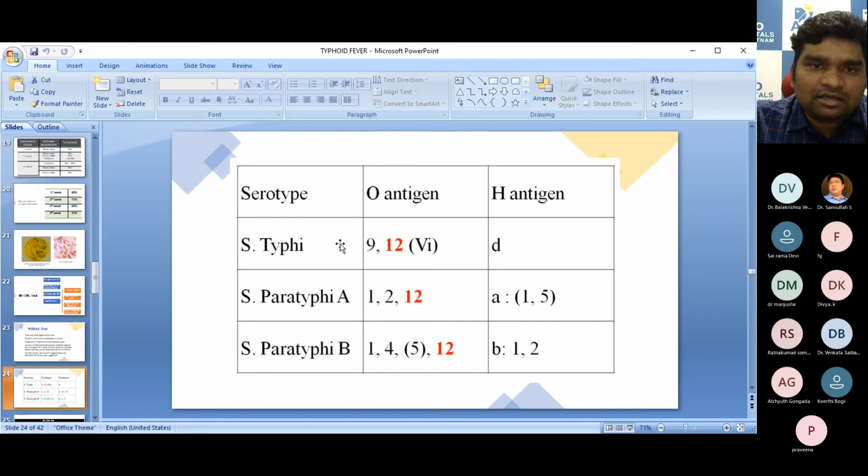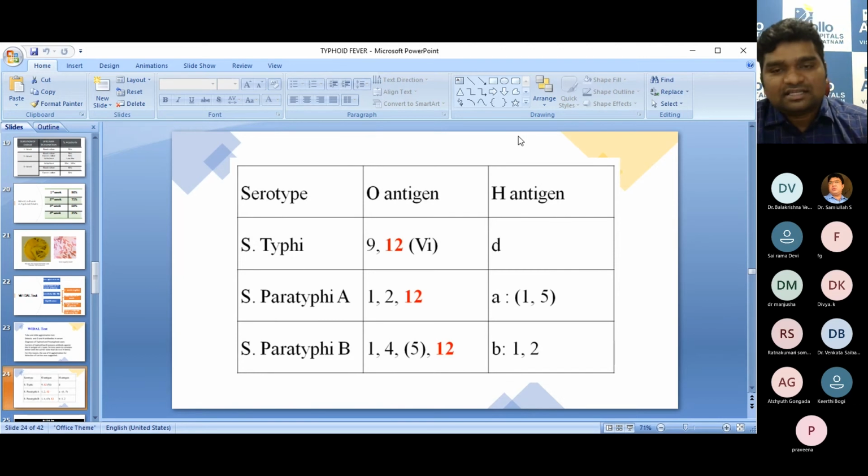The antigens used in the laboratory for the Widal test are O antigen and H antigen. Salmonella typhi, paratyphi A and paratyphi B share a common O antigen, the 12 antigen. So we use only one O antigen, but the H antigen is different. Based on this H antigen, we differentiate between Salmonella typhi and paratyphi A and B.